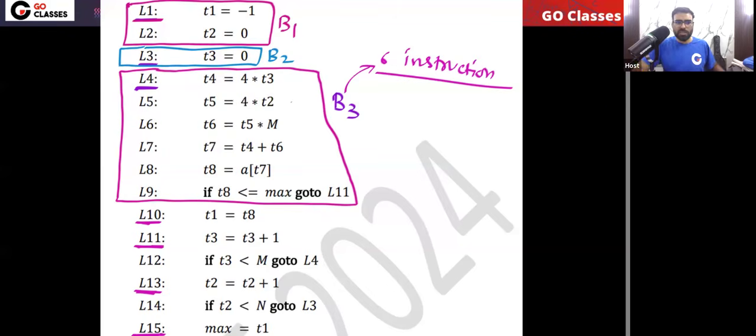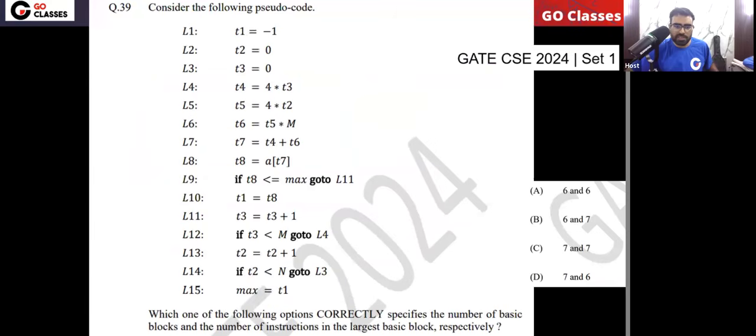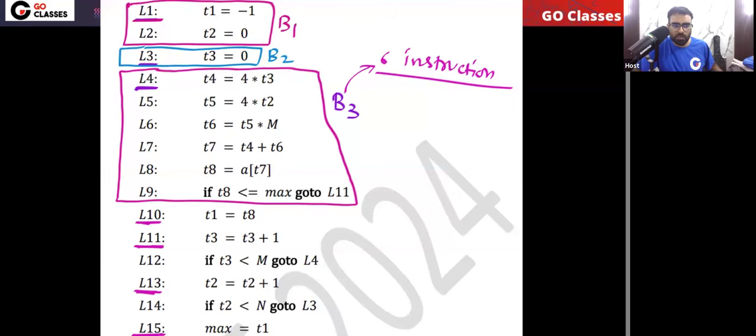You can stop here because this will be the largest basic block, and this has 6 instructions. So the number of basic blocks is 7, and the largest basic block has 6 instructions. So for this question the answer will be 7 comma 6. The answer will be option D. But anyway, let's find what the basic blocks are, from where to where we have them.